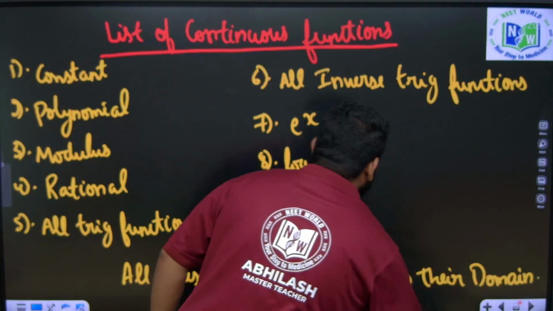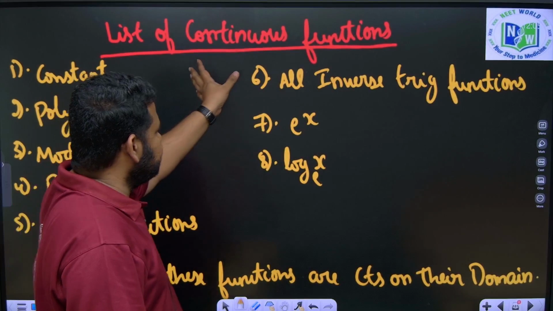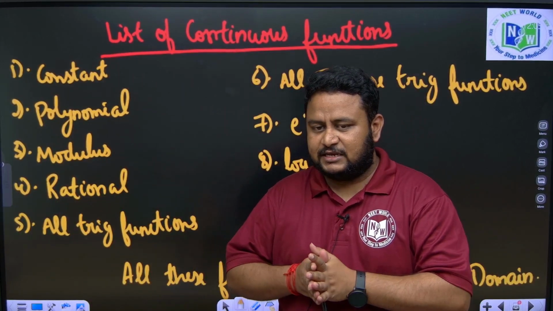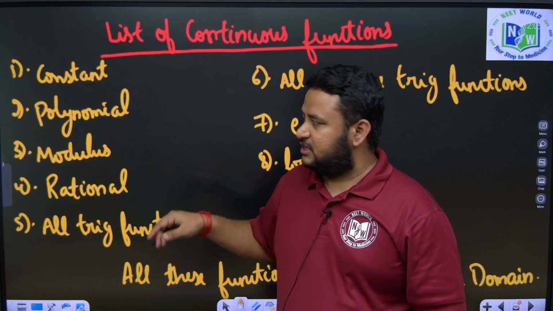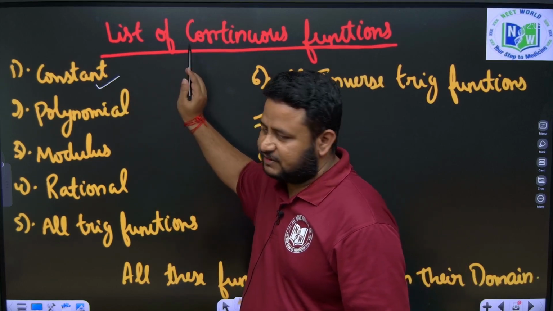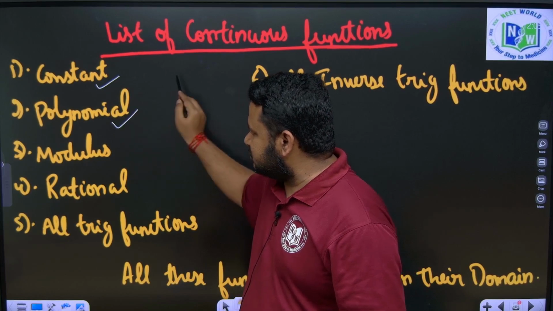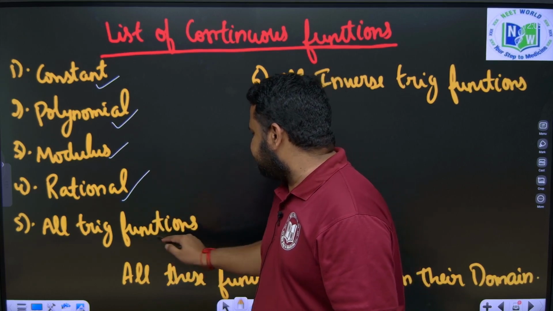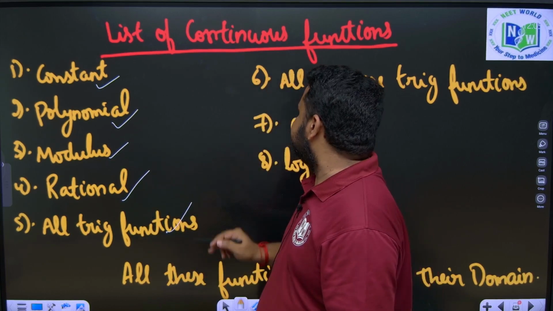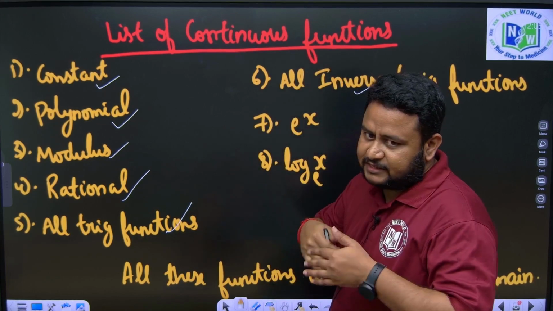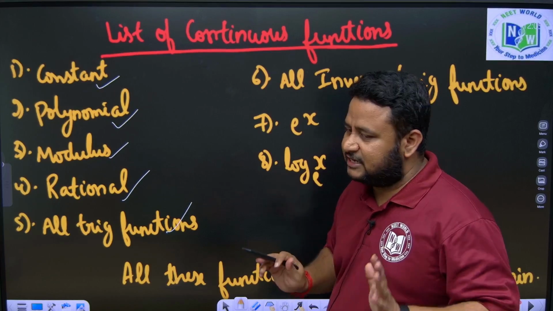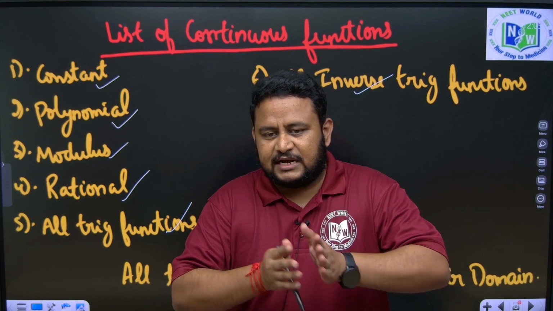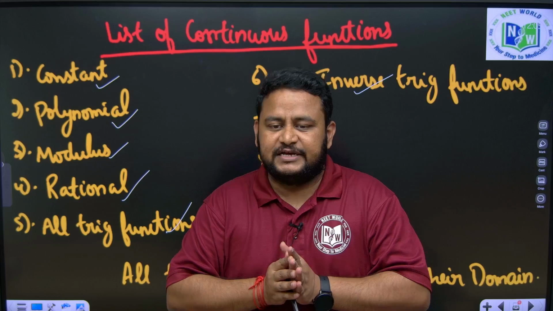Now proceeding further. You should remember this list of continuous functions, because if they give one directly and you know this list, you can tell it is continuous. First thing, a constant is definitely continuous. A polynomial is also continuous. Modulus function, rational function, all trigonometric functions are continuous. Then all inverse trigonometric functions. If trigonometric functions are continuous, their inverses will also be continuous, because as I told you while discussing inverse trigonometry, the curves of trigonometric functions and inverse trigonometric functions are mirror images of each other. Got it?